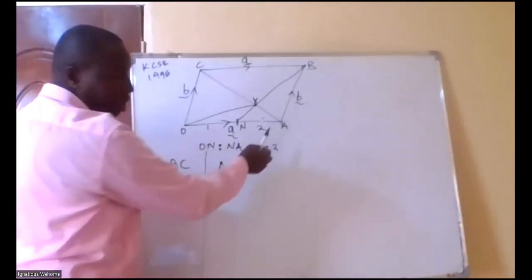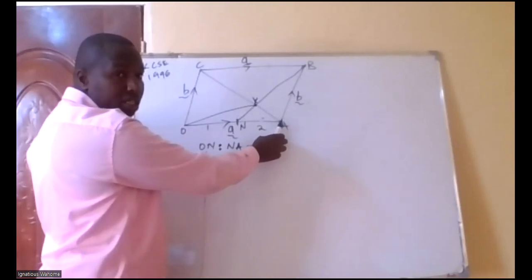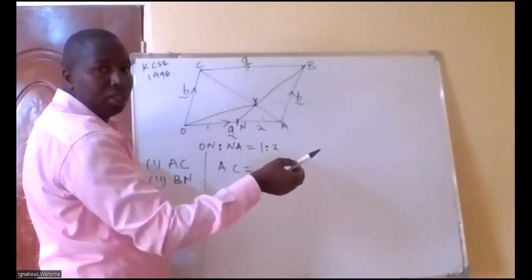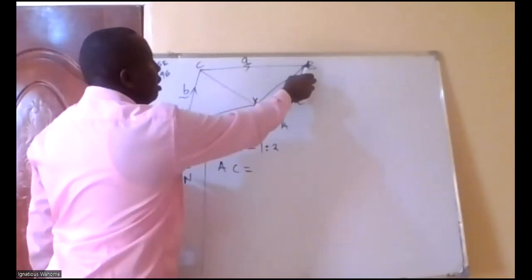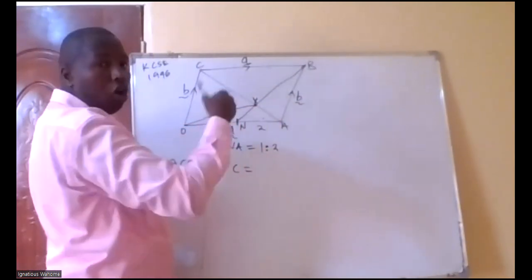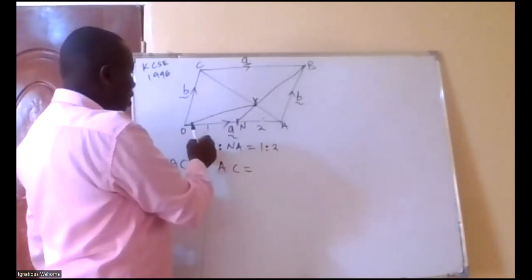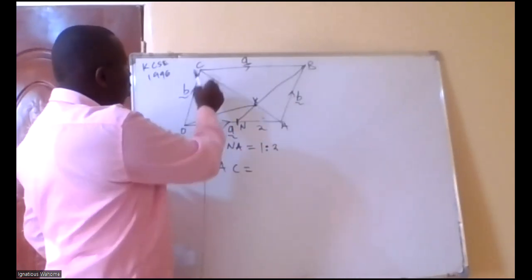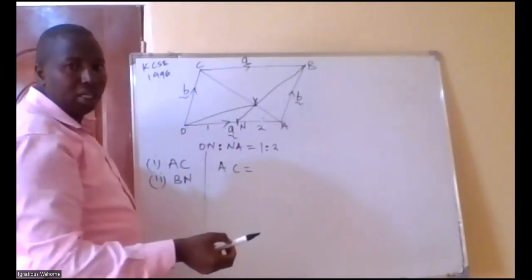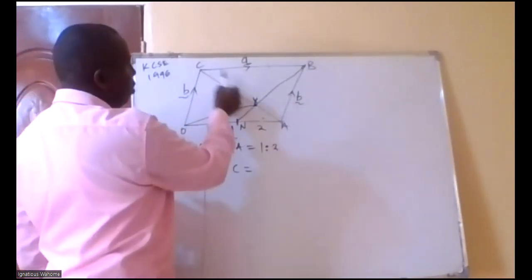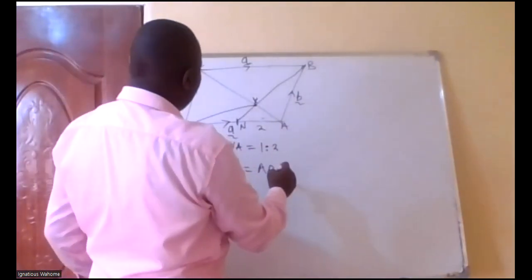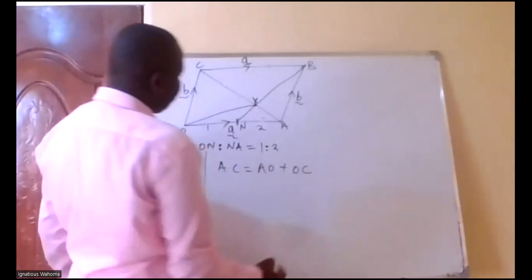A is the starting point here, from A to C. The easiest route, you can use AB, BC, or AO plus OC. Any of the two will lead us to the correct answer because we want to move from A to C. So let's use AO plus OC.